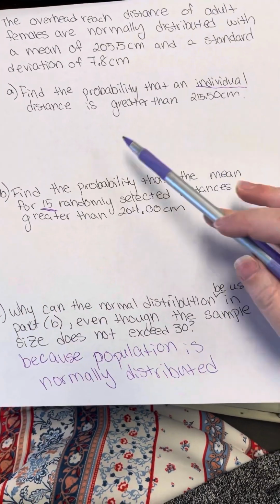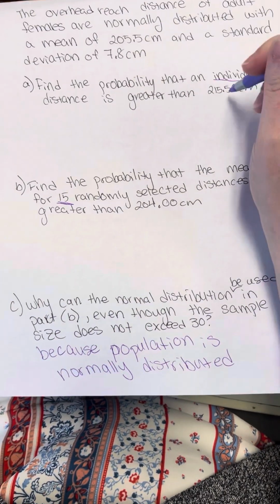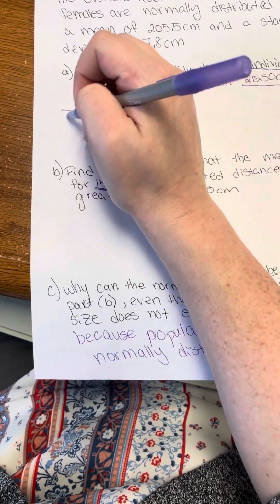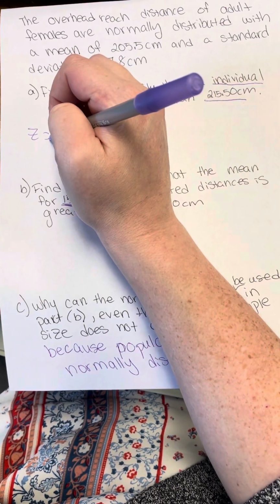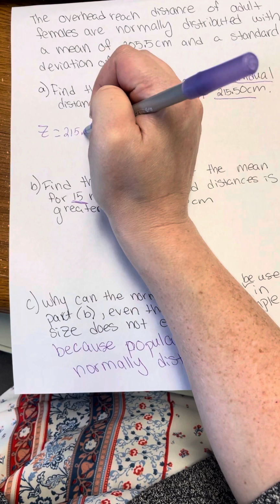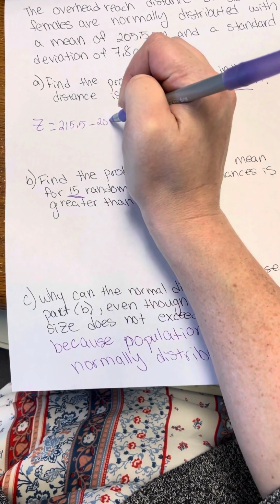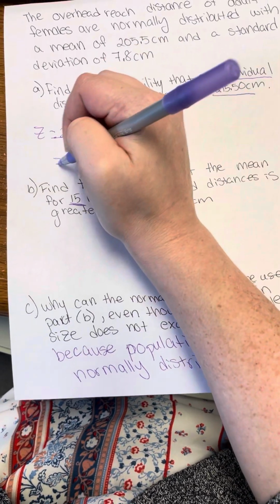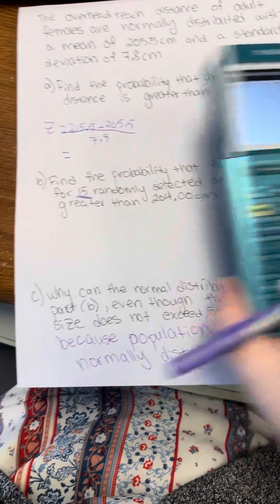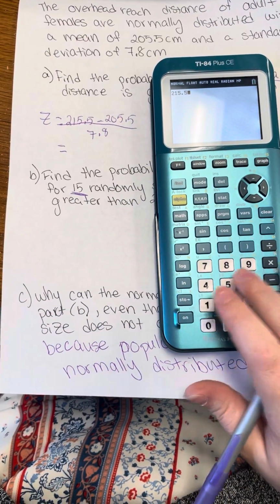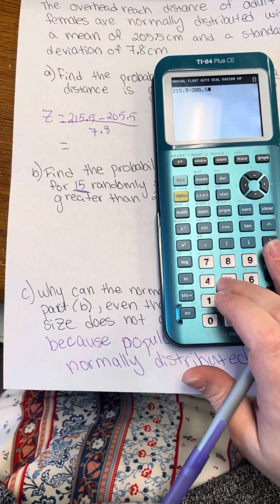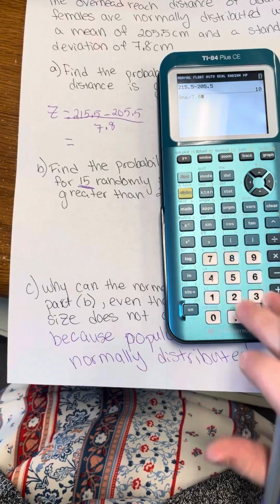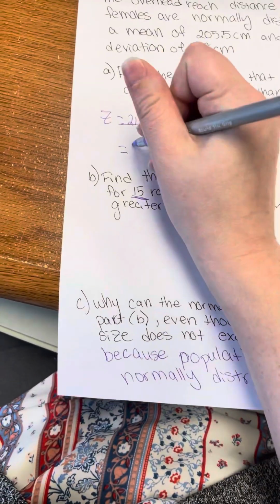So part A, I wanted to find the probability that an individual is greater than 215.5. I need the z-score. This is an individual, so I can use the original formula: 215.5 minus the mean, 205.5, all divided by the standard deviation. Remember, 2 decimal places. 215.5 minus 205.5 is 10, divided by 7.8, and I get 1.28.